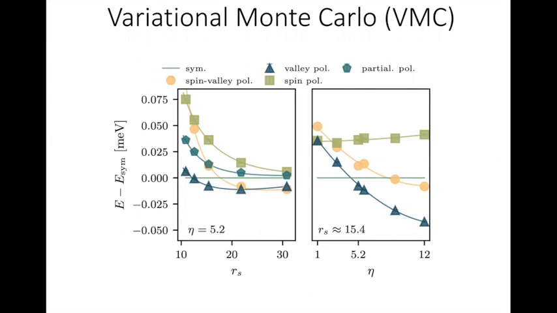Okay, the other thing to note here is the scale. The overall typical energy scale for the Coulomb interaction is maybe 5 millivolts. And you see that the typical scale for the differences between these different states is maybe 0.05 millivolts. Okay, really small fraction of the full energy.